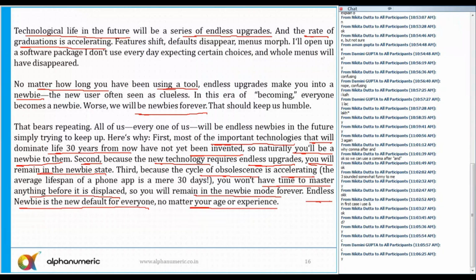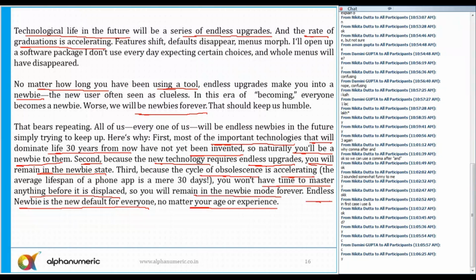So you will have to keep maintaining it, and it will keep changing. That is what he's trying to say. The passage is very simple.